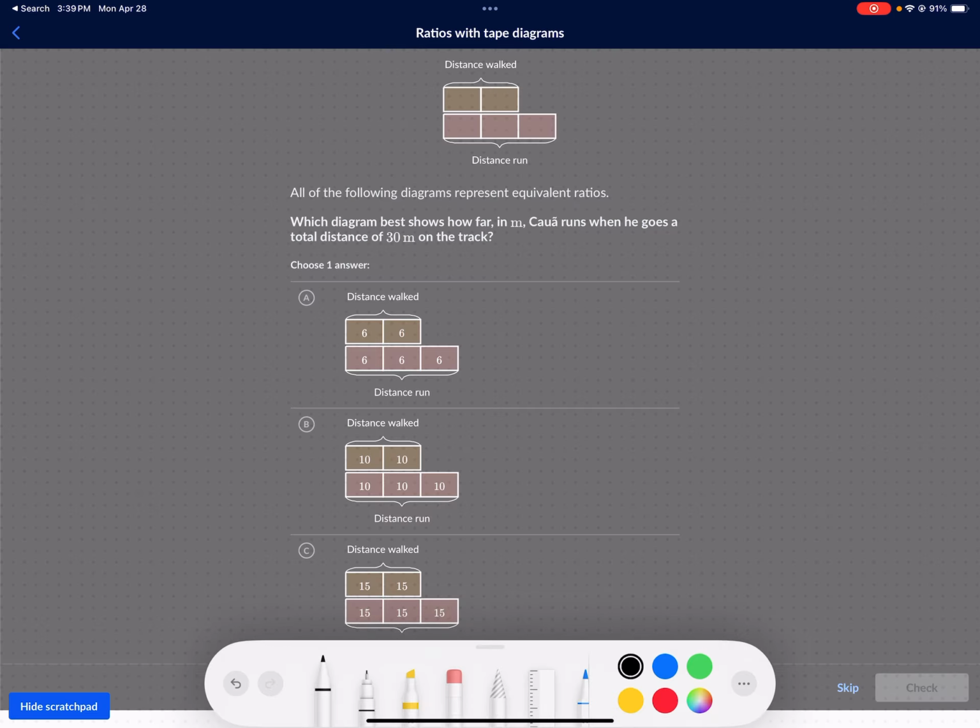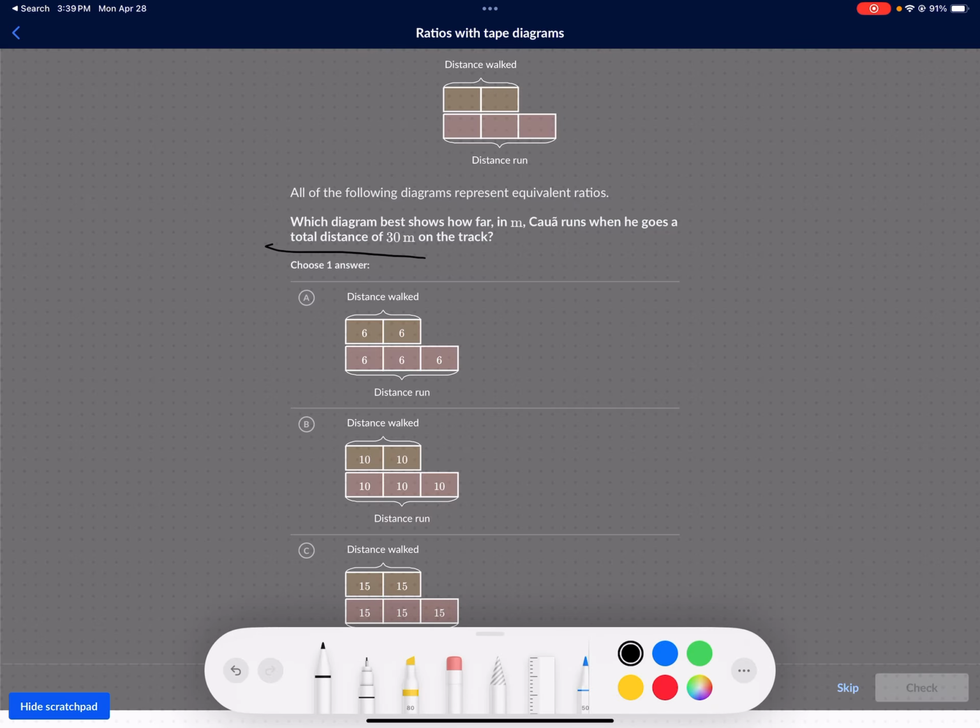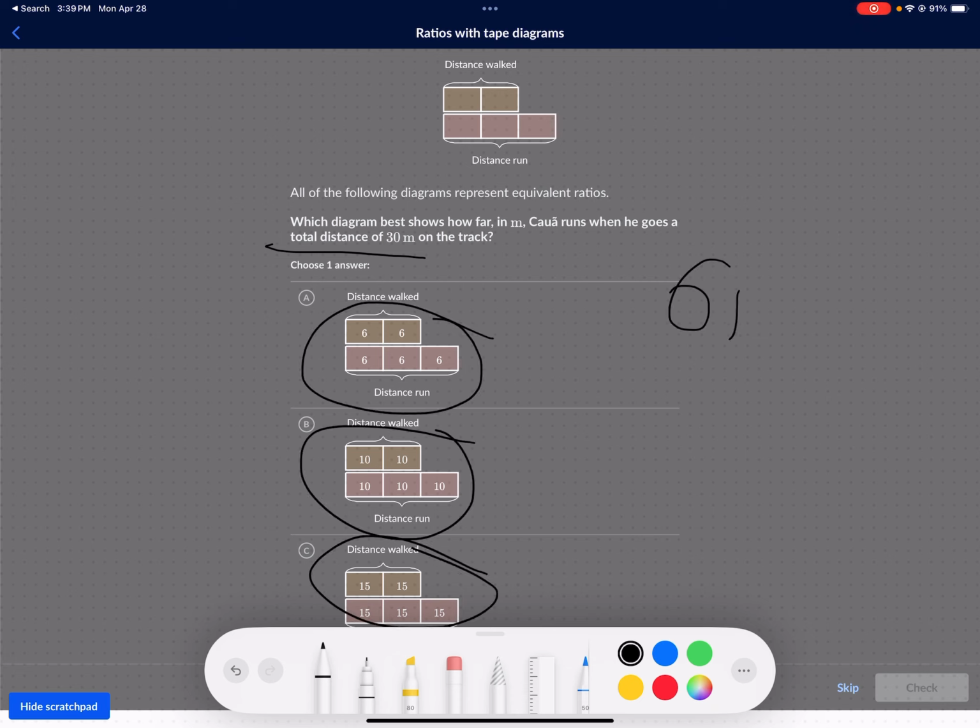We have a total distance of 30. So this means we're going to be adding all the numbers for all the choices. So what's 6 plus 6 plus 6 plus 6 plus 6? 30. And hey, how about that? That is 30 to 30. So A might be correct. Let's check the other answers just to make sure.